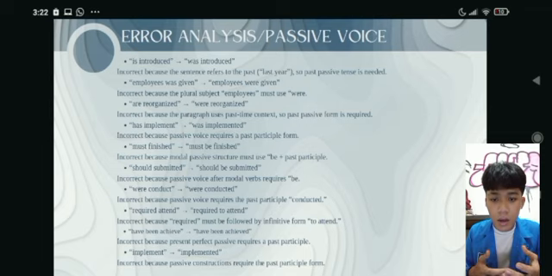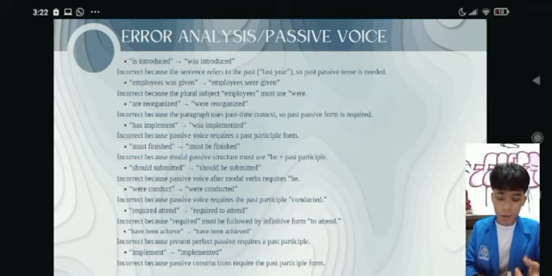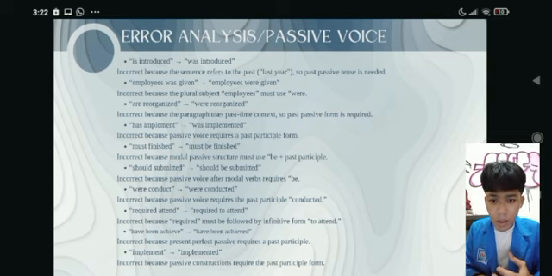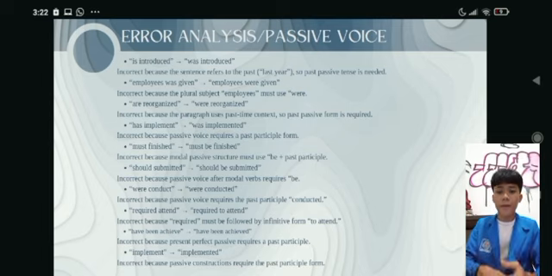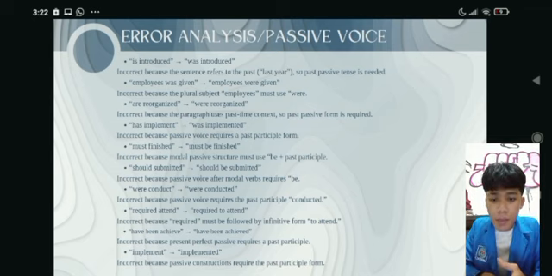And then "are reorganized": the correct analysis is "were reorganized", incorrect because the paragraph uses a past time context, so the past passive form is required. And the next, "has implement": the correct analysis is "was implemented", because passive voice requires a past participle form.